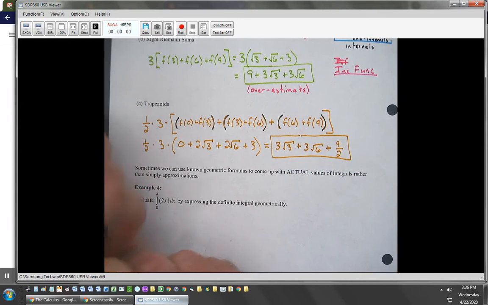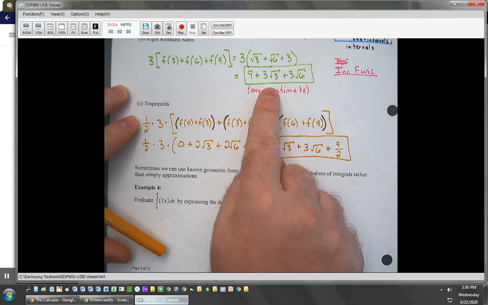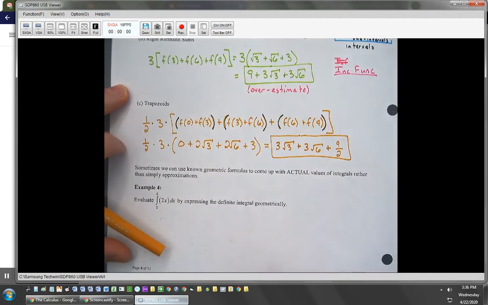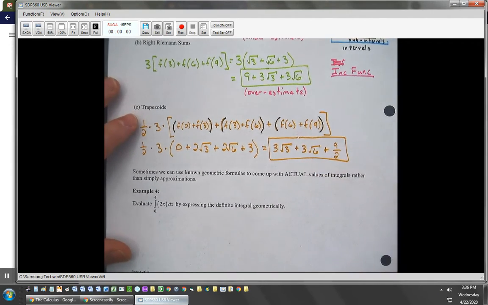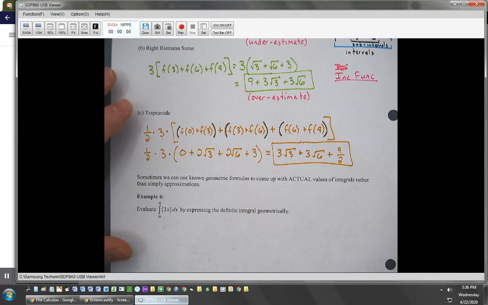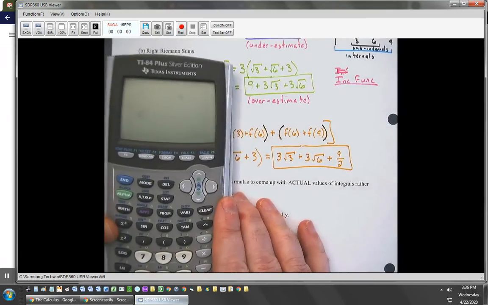Now I can't tell if this is an overestimate or an underestimate because I was just talking about how I like to put the constants out front. Annoying. All right, well, let's actually calculate the true area and see how close these were.